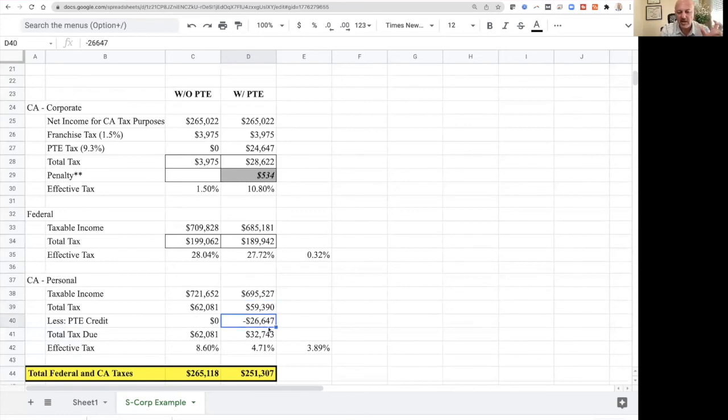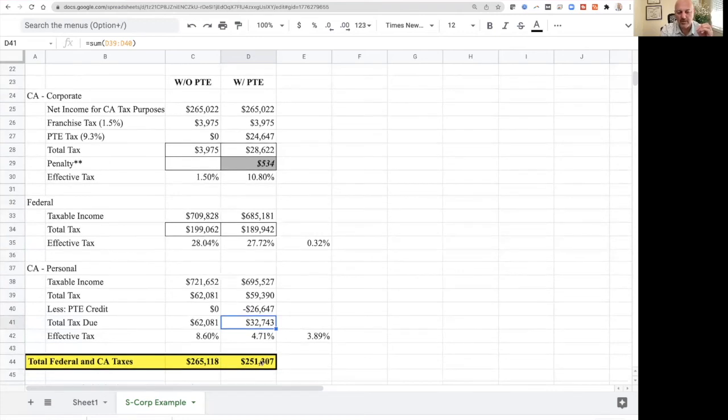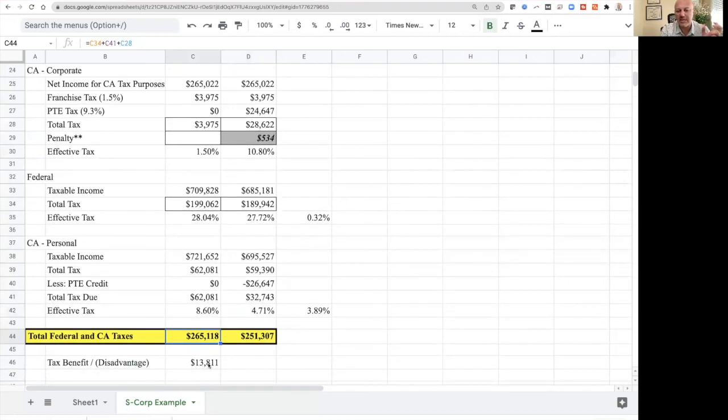But he gets a reduction of the pass-through entity tax credit that he paid. So that $26,000 that ARC paid through the corporation now gets a credit on his personal taxes, reducing his total tax due from $59,000 down to $32,000. And if we see how that compares to the total taxes he's paid, we'll see that his total tax is now $251 versus the $265. So a big, almost $14,000 difference benefit from electing to do the pass-through entity tax.